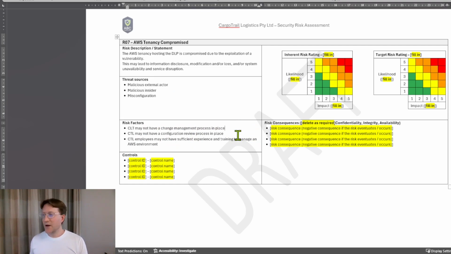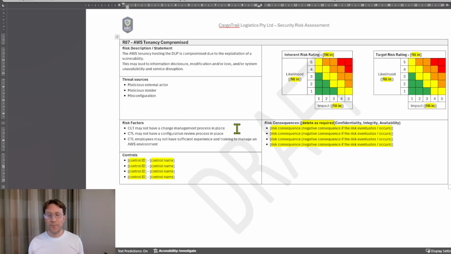For risk factors, Cargo Trail Logistics may not have a change management process in place. So they may have made some changes to the DLP or to the cloud infrastructure. And if there isn't a proper process in place to ensure that the changes were meant to be made, that the right person is authorized to make the changes, that they have been reviewed for the kind of risk that they introduce, and then there's a process to make sure that it's done properly, you could have a misconfiguration.